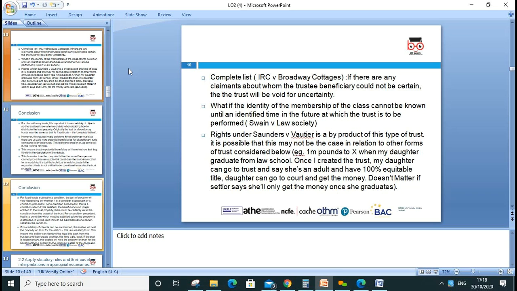So we need to make sure we have a clear understanding and clear guidance on the different types of trust when we deal with trust law. So, £1 to X when my daughter graduates from school. My daughter can go to the trust and say she's an adult and has 100% equitable title. So the daughter can go to the court and get the money, and it doesn't matter if the settlor said she will only get the money once she graduates. See, the condition was there.